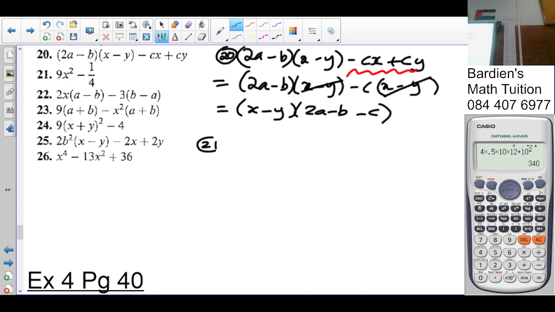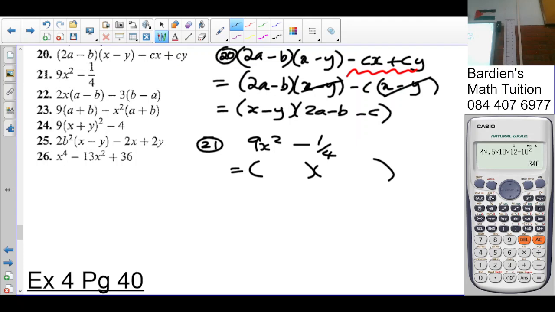Nice. 21. Why did I take out the negative? Because the first term was negative. Whenever the first term is negative, we must take out the negative. That's common. Okay.